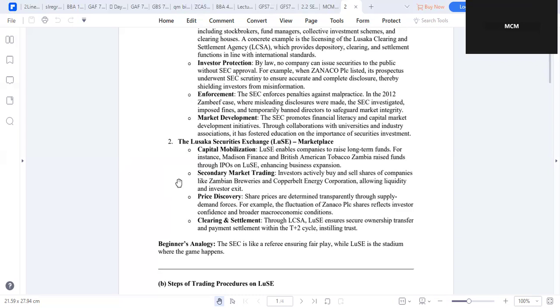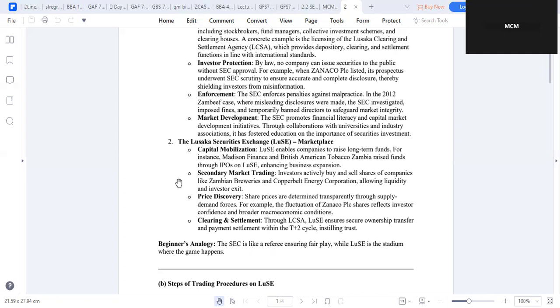Investors can buy and sell already existing shares, like Zambian Breweries, CEC, allowing liquidity, and also for investors who are tired to exit the market. Price discovery. It is through the exchange that share prices are determined transparently through the forces of supply and demand, and the fluctuations of shares reflect the confidence that investors may have. It is through Lusaka Stock Exchange that clearing and settlement goes through. Lusaka Stock Exchange will ensure that ownership transfer and payment and settlement is within the T+2 cycle.